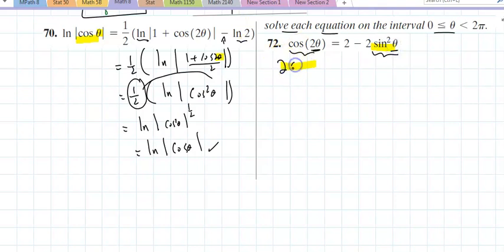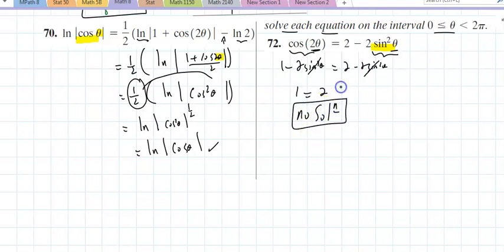then I'm going to take 1 minus twice the sine squared of theta. Oh, okay. Well, these cancel out. I'm left with 1 equal 2, and that would mean there is no solution. That happens sometimes when solving equations.